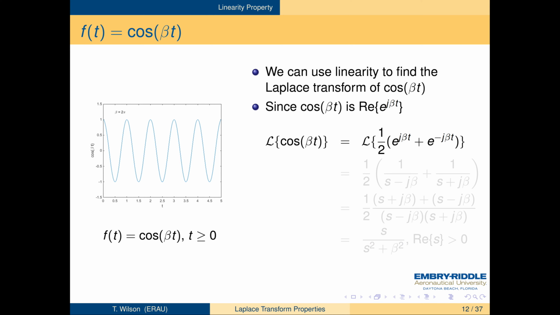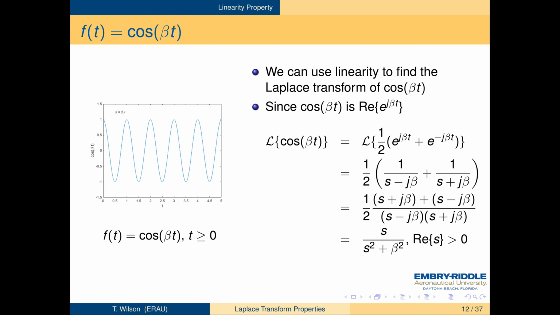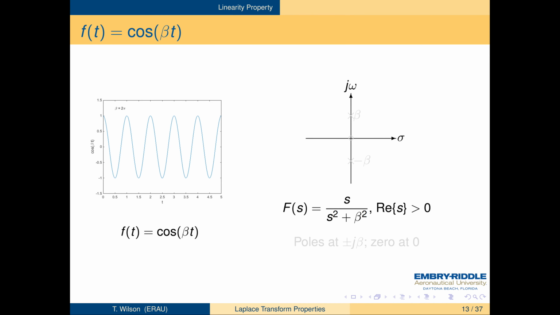We know the Laplace transform of e to the s naught t is 1 divided by s minus s naught, so our Laplace transform is 1/2 the sum of 1 over s minus j beta plus 1 over s plus j beta. Again, putting things over a common denominator and simplifying, we arrive at s over s squared plus beta squared as the Laplace transform of cos beta t. The Laplace transform for cos beta t has a pair of complex conjugate poles at plus and minus j beta and a zero at the origin. The region of convergence of the Laplace integral is to the right of the j omega axis.